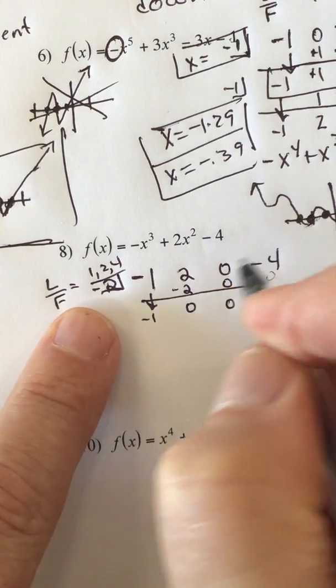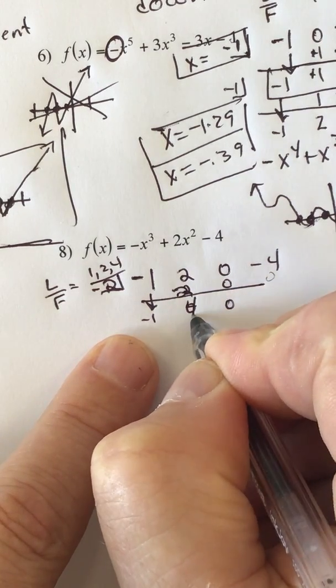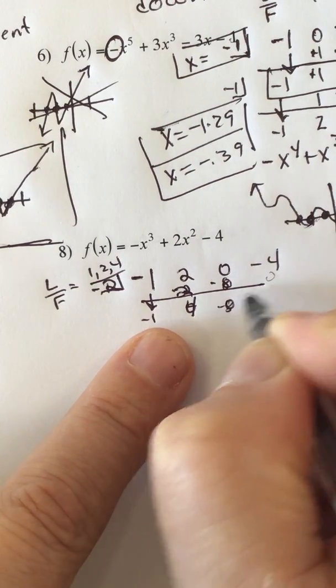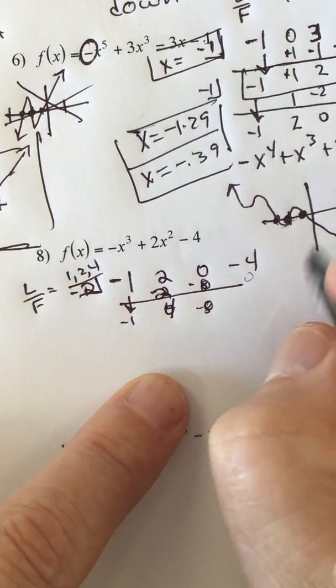How about -2? -2 times -1 is +2, that makes 4. -2 times 4, that makes -8, that's not going to be there either. Okay, how about 4?